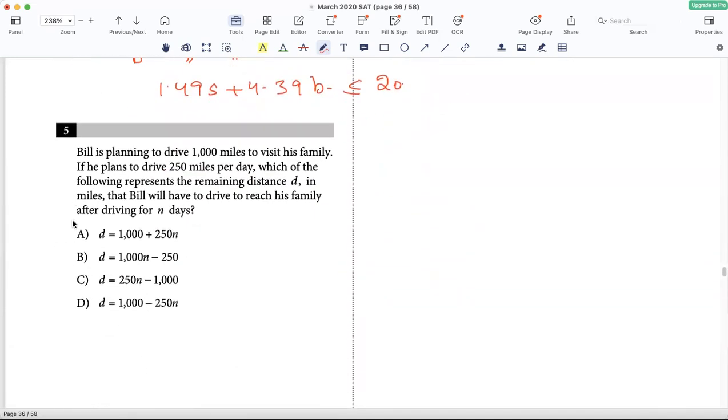Bill is planning to drive 1,000 miles to visit his family. If he plans to drive 250 miles per day, which of the following represents the remaining distance in miles that Bill will have to drive to reach his family after driving for n days? So if he drives for n days, the total distance that he covers is 250n. So the distance that is left will be 1,000 minus 250n. So that's the answer.